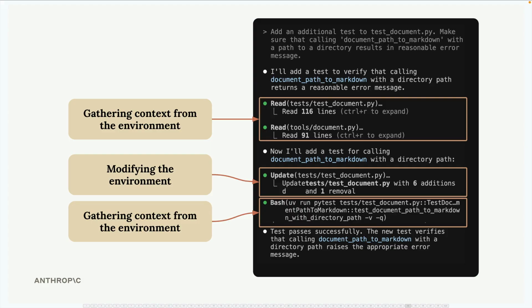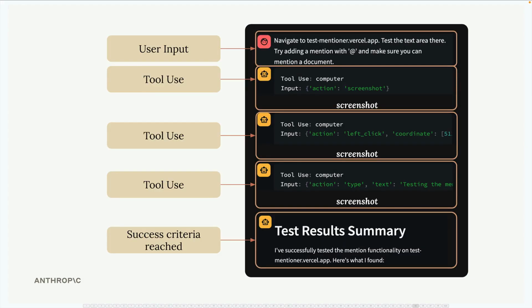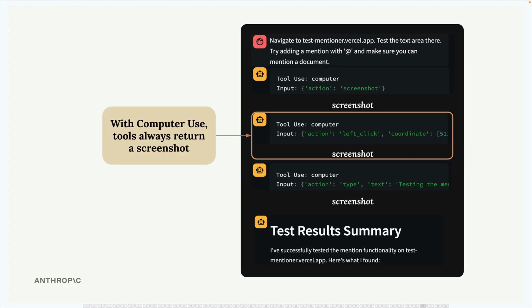We can see a similar pattern with computer use. When I asked Claude to test out that mentioner component, Claude made a variety of different tool calls. Just so you know, the computer use tools automatically return screenshots. So if Claude attempts to type or move the mouse, it'll immediately get some visual feedback of the environment.